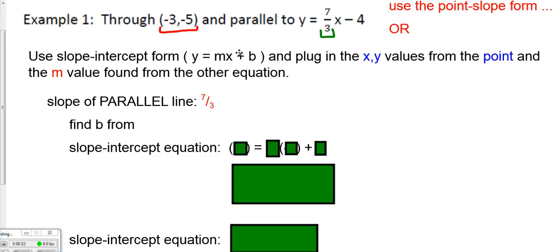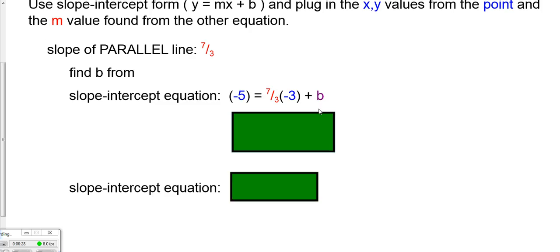y equals mx plus b. Our y comes first. Here our y is -5, right here. Then m comes right here. We know that it's 7/3 from right here. x is -3 from right here, but we don't know where our y-intercept is, so we call it b. Now at this point, to solve for b, we multiply these together and then subtract it from both sides, or take it away from both sides.